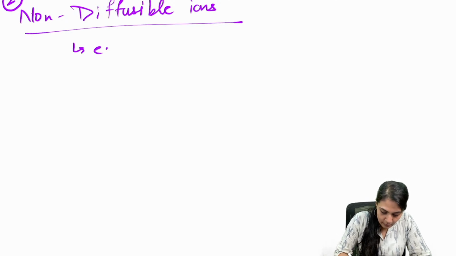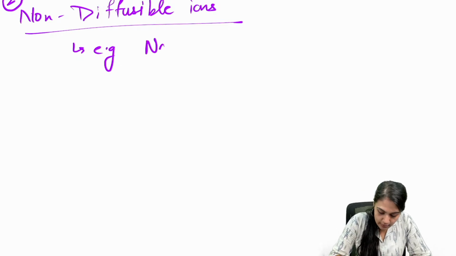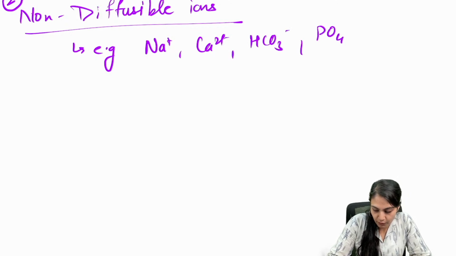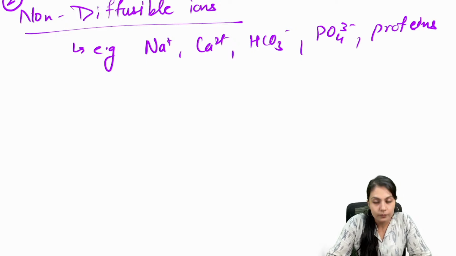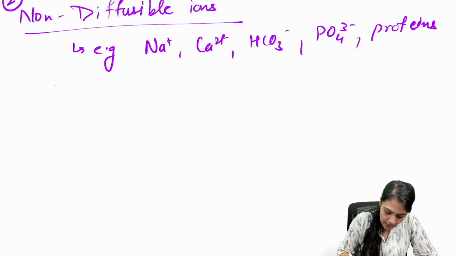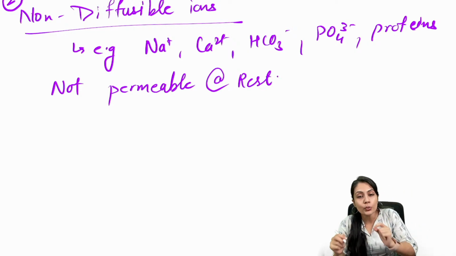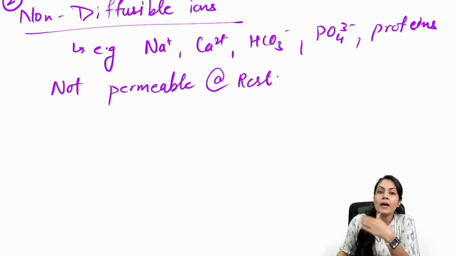And what are the examples? Rest all will be non-diffusible. What are the examples? Sodium, calcium, then the bicarbonate. Not only that, we do have phosphates, proteins, and so on and so forth. All of them are non-diffusible ions. That means they are not permeable at the time of rest. And we have to give the stimulus if we want these ions to pass through the membrane.